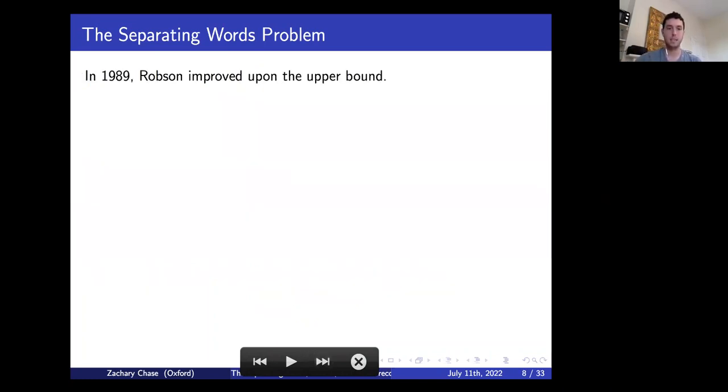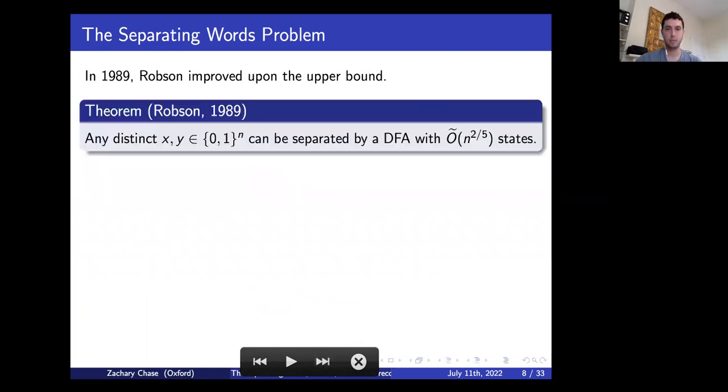And in 1989, Robson improved the upper bound. He showed that any distinct X and Y can be separated by a DFA with Õ(n^(2/5)) states. The tilde here is just hiding logarithmic factors. So it's some constant times n^(2/5) times log to the 100 of n.